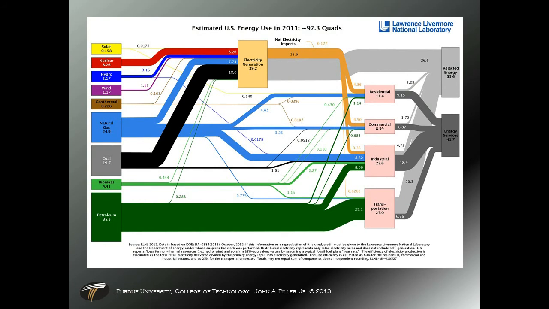Okay, so here is a graphic that is put out every year by the Lawrence Livermore National Labs. This is the estimated U.S. energy use in 2011. I'm certain we'll be coming up with a 2012 one pretty soon. This is fresh off the internet. I pulled this this morning. 97.3 quads of energy were estimated to be used in the United States. We'll talk about what a quad is here in a second.